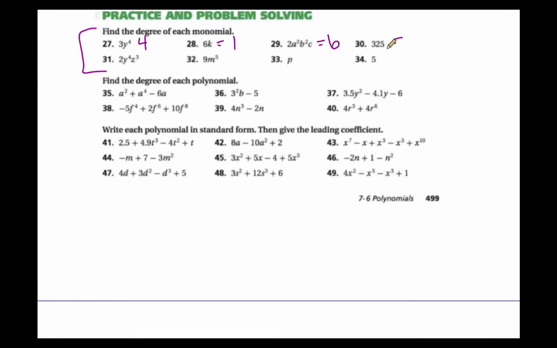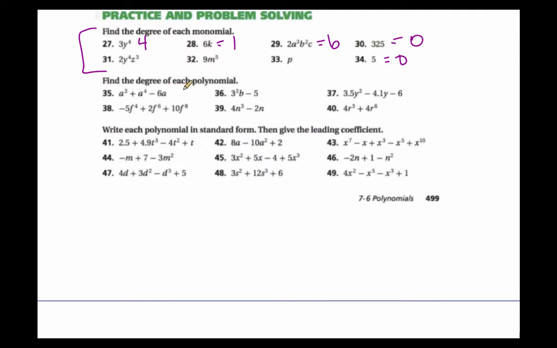What's the degree here? Okay, well, there's no variable, which means it's like x to the 0, so the degree is a 0. Remember, anytime you have a constant, the degree is 0. Okay, so that's how you do the degree of a monomial. You add up the exponents of the variables, and if it's a constant, it's 0.